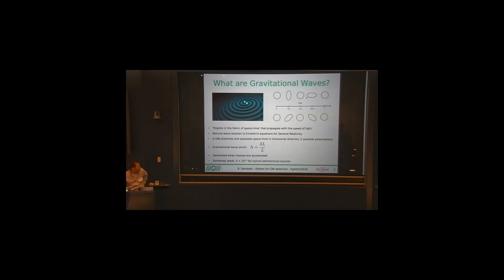The way we describe this is always by talking about the gravitational wave strain, and that's simply a delta L over L. These signals are generated when you move around really heavy masses in non-symmetric ways. And these signals are typically extremely weak, so we're talking about 10 to the minus 21 for typical sources.